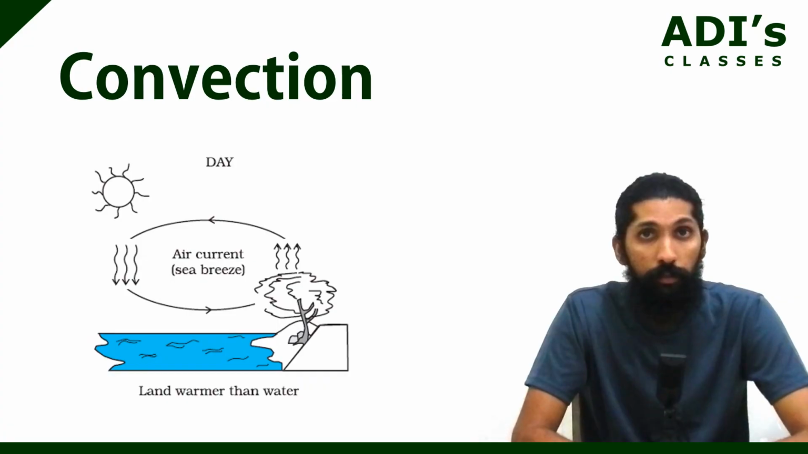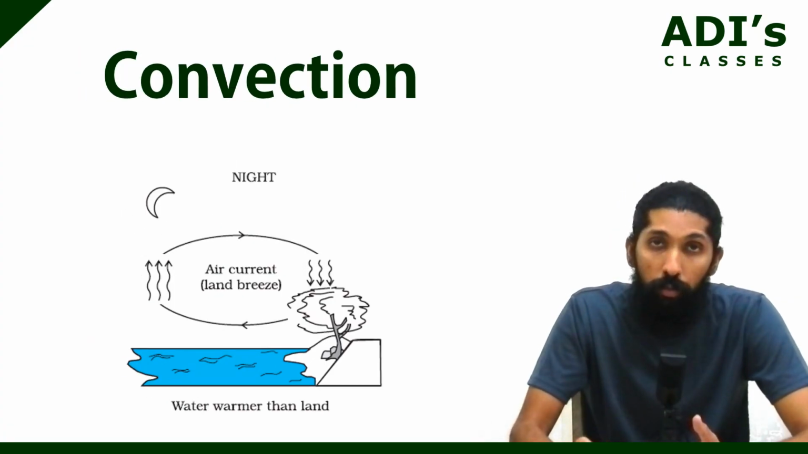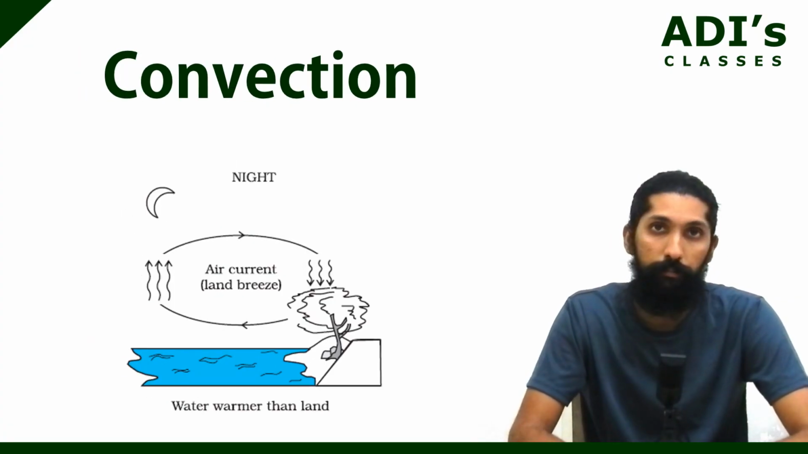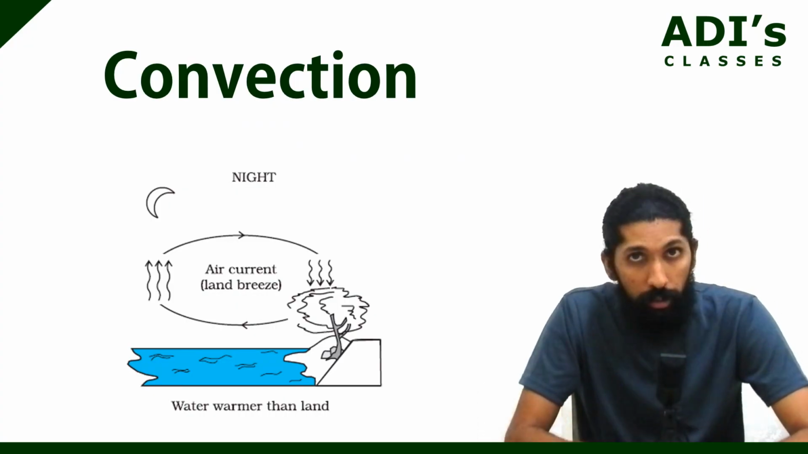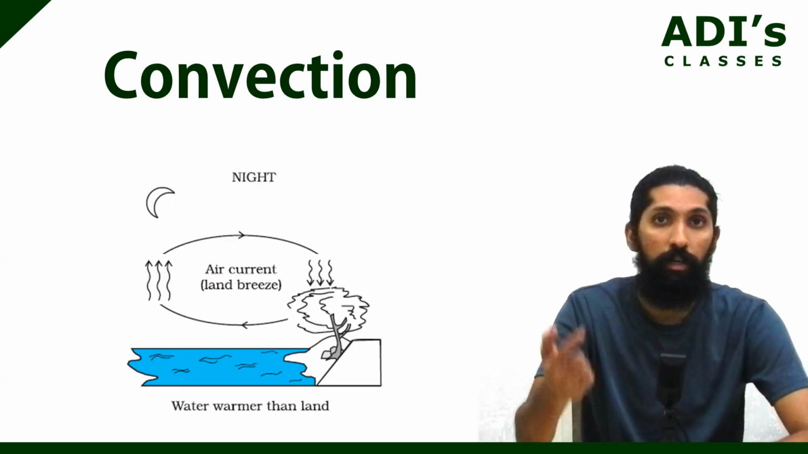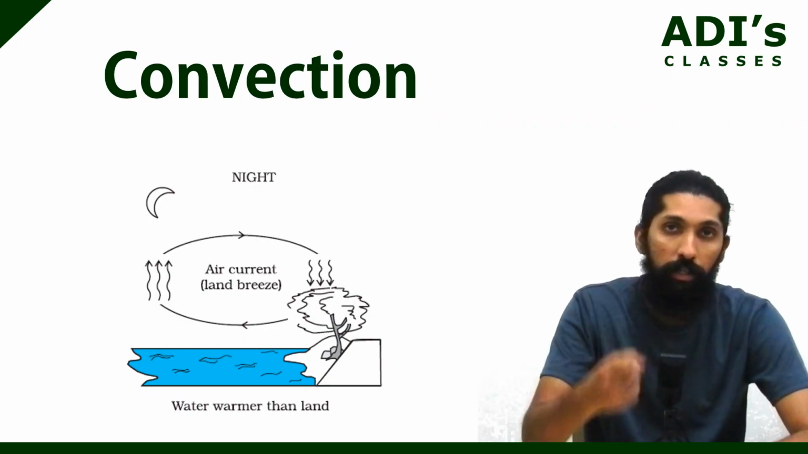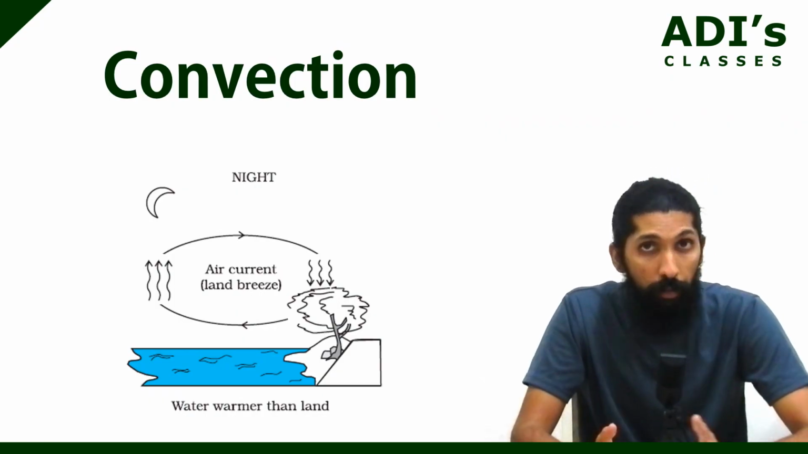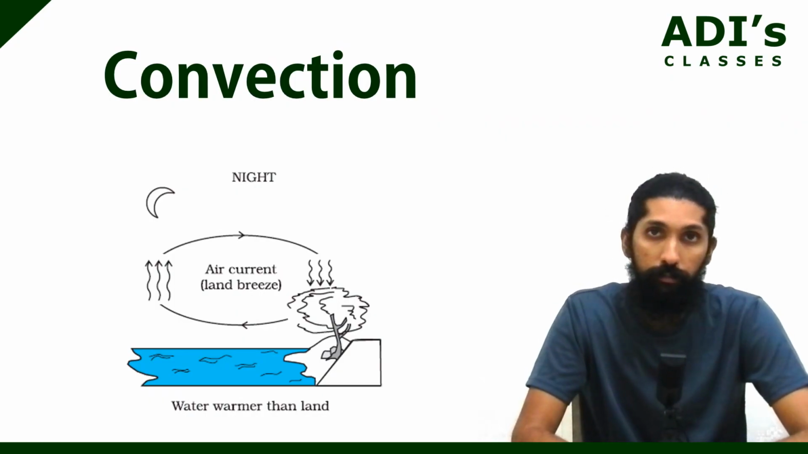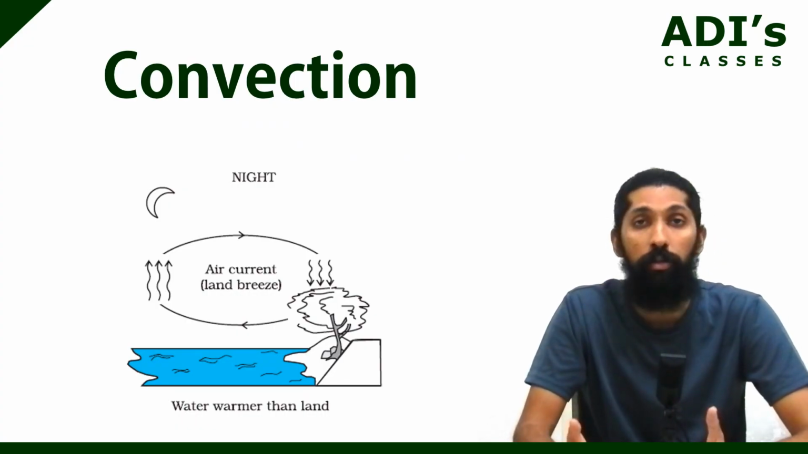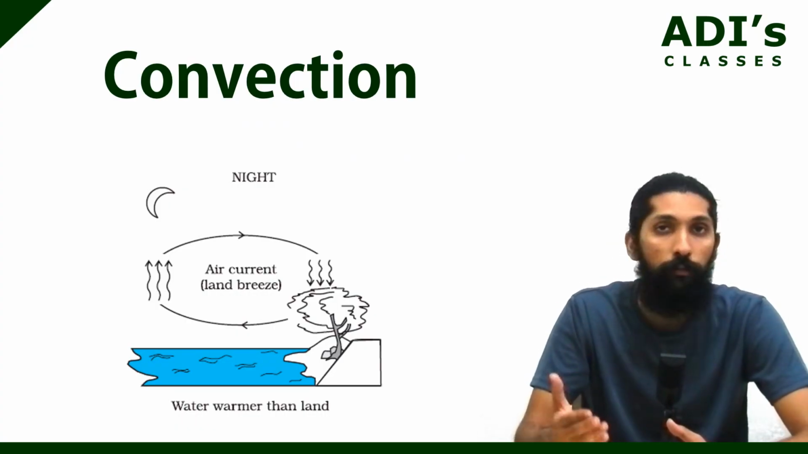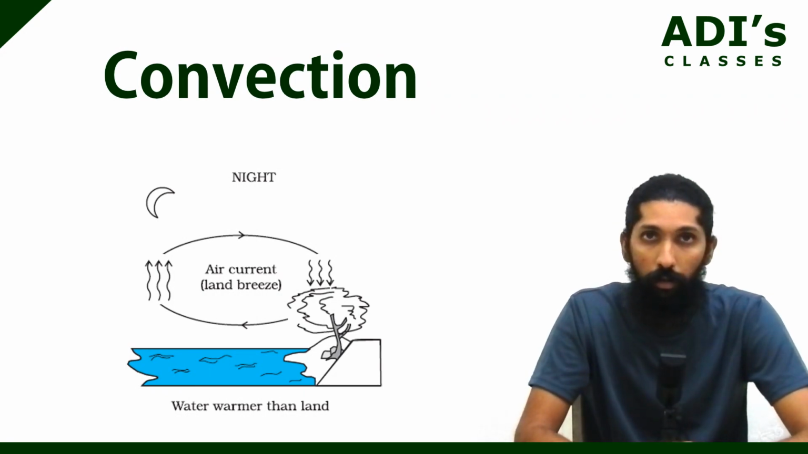During night time, what happens? Land cools down faster compared to water. Since land is cooling down faster, the temperature drops. Again, there is a convection of heat here. So look at the figure here. You will be able to understand what is what here. Correct? So this is a natural convection, or you can say natural mode of transfer of heat.